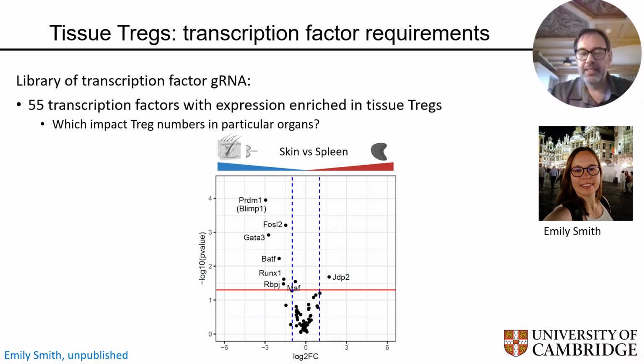We can also look at particular tissues. So here we're looking at skin versus spleen. And if we look at what Tregs are required to become a skin Treg, we are getting hits like BLIMP1 and BATF, which seem to be pretty global and important in multiple different tissues. And then we have hits like GATA3, which really is coming up very strongly for skin Tregs and doesn't come up very strongly for other tissues. So that might be disproportionately important for skin Tregs as opposed to other tissues.